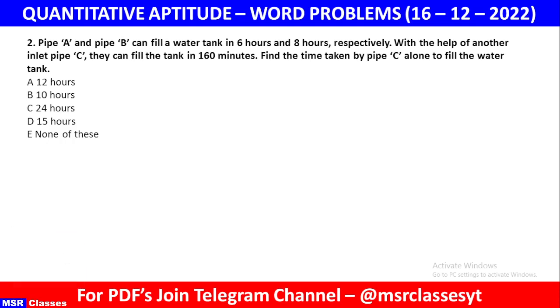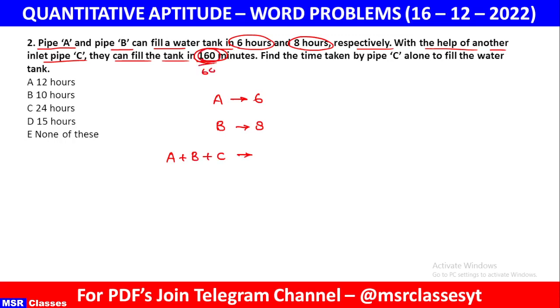Yes, next question. Pipe A and pipe B can fill a water tank in 6 hours and 8 hours respectively. With the help of another inlet pipe C, they will fill the tank in 160 minutes. Find the time for C alone. Pipe A alone completes the work in 6 hours, and pipe B alone in 8 hours. With the help of C, that is all three pipes A, B, C working, it takes 160 minutes, which is 160 divided by 60 hours, that is 8/3 hours.